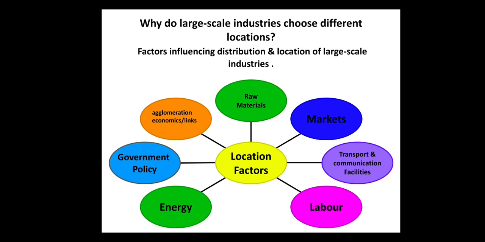Another important topic from this chapter is the factors affecting the location of modern manufacturing industries. In other words, they may ask questions like: why do large scale industries choose different locations? Below we have a diagram that explains the factors affecting the location of modern large scale manufacturing industries. Here we are going to discuss each factor one by one.